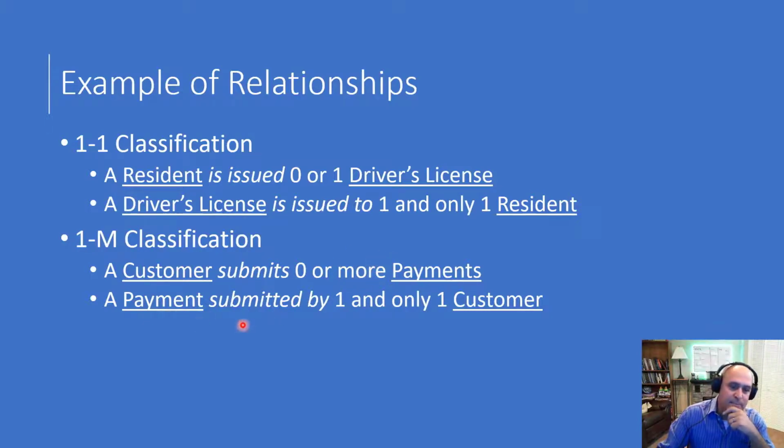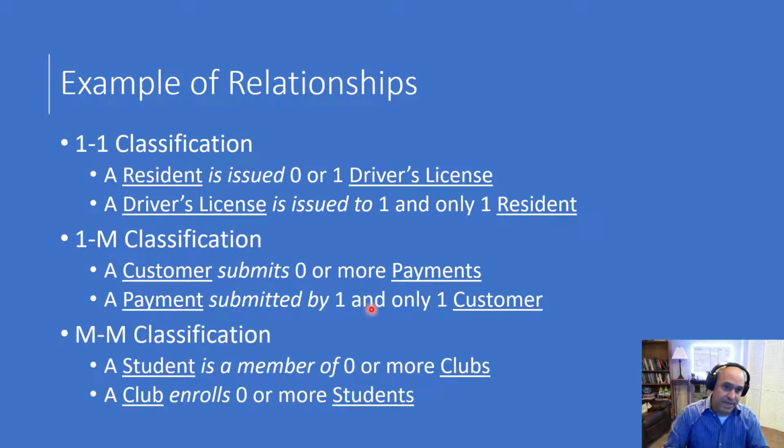Now this one says a payment. So if you're a particular payment, that payment was submitted by one and only one customer. It's not like 3 customers could submit the same payment. That wouldn't make any sense. Therefore, the cardinality on this side is 1 and only 1, and that makes this relationship classification one-to-many, or many-to-one, same thing.